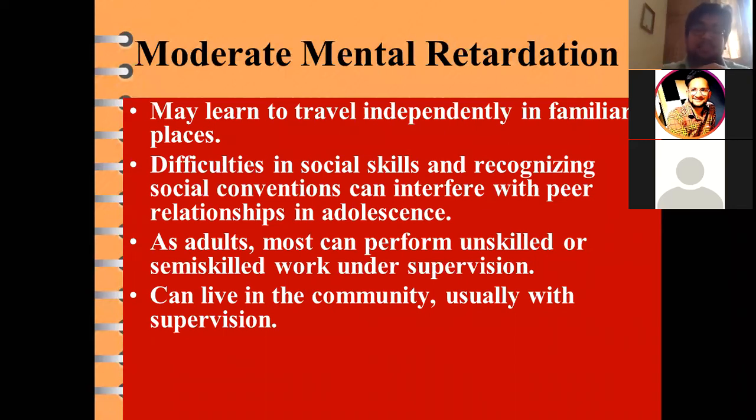As adults, when they become adults, after 18 years, they can perform unskilled or semi-skilled work under supervision. Unskilled activities means those activities which do not need training. They can do it under supervision. They are usually able to live in the community with supervision.